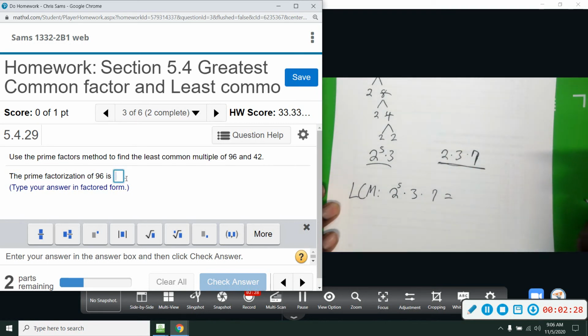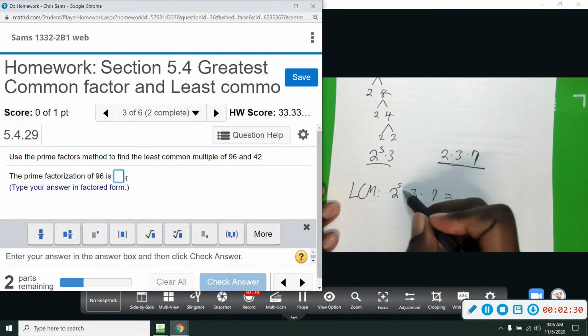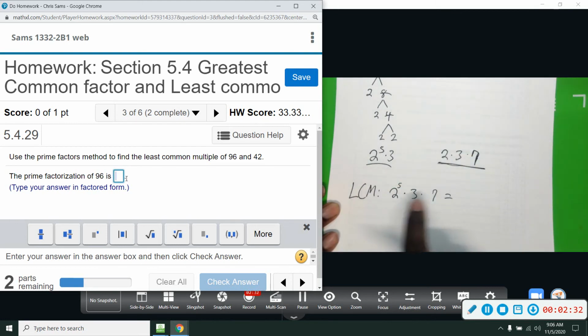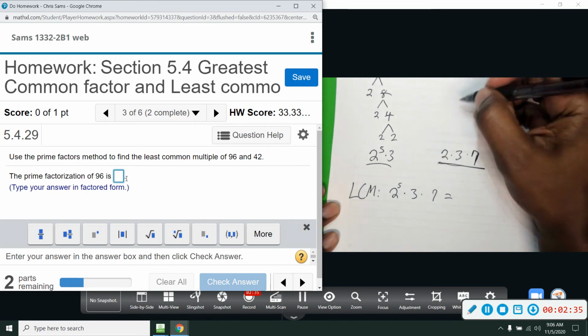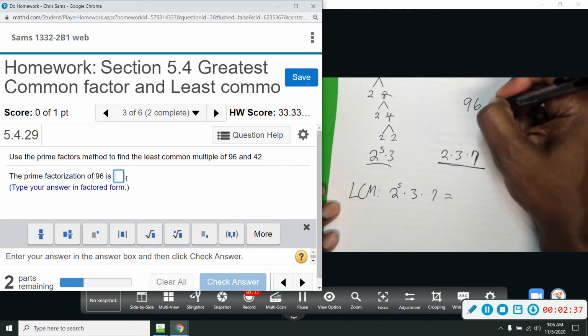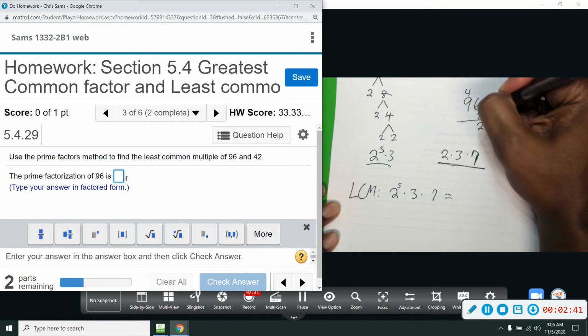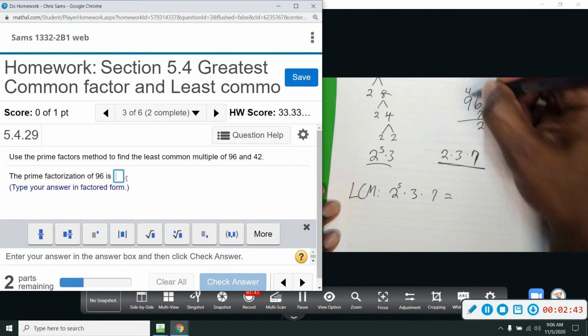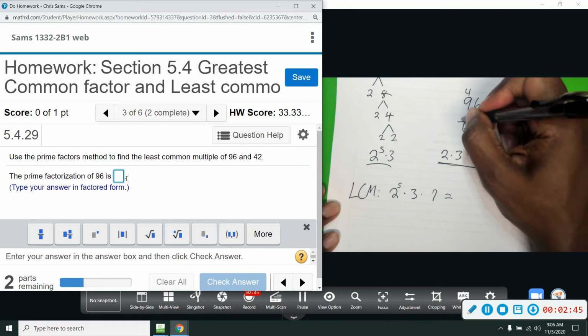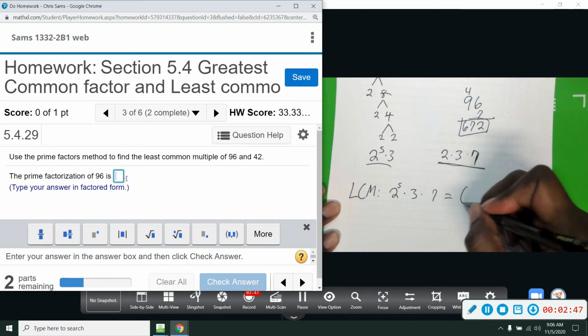We have to multiply this out. So this part right here is the same as 96. We just add a 7. So if I was to do 96 times 7, that gives us 672. Okay, so this would be the least common multiple.